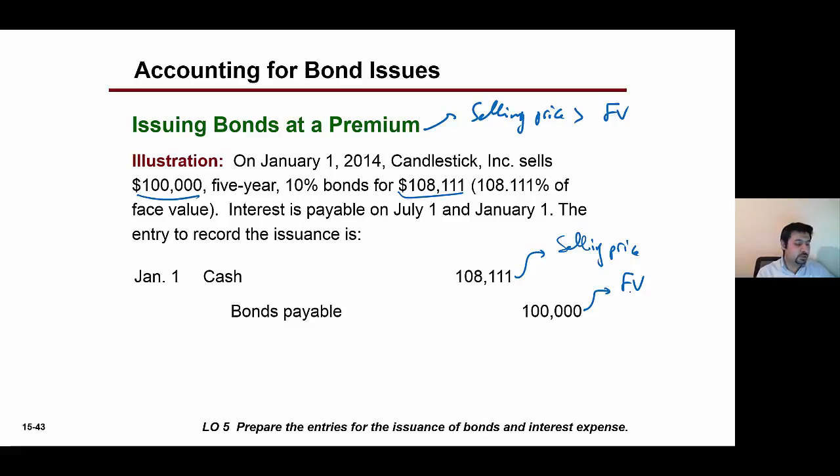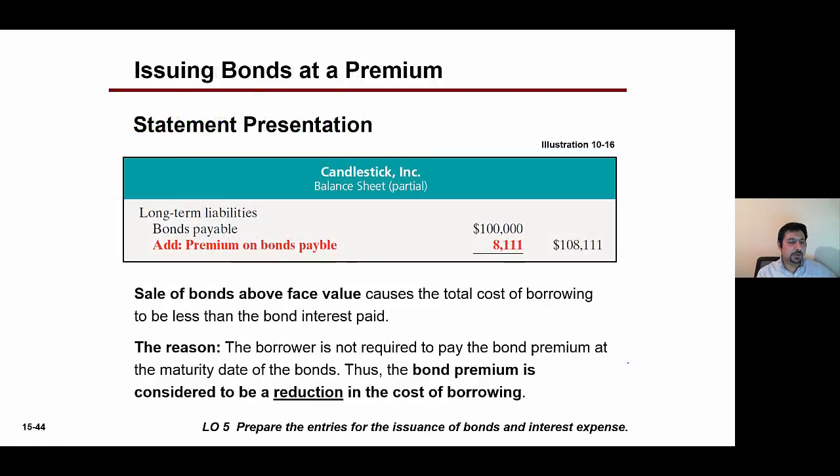The difference between the two will either be a premium or a discount. In this case, the difference of $8,111 will be credited to premium on bonds payable. This is basically the difference between the face value and the selling price. And the way this is presented on the statement, this is added to the bonds payable.